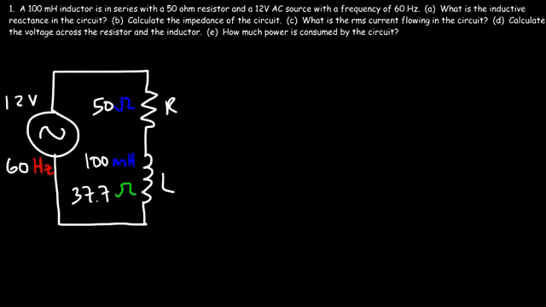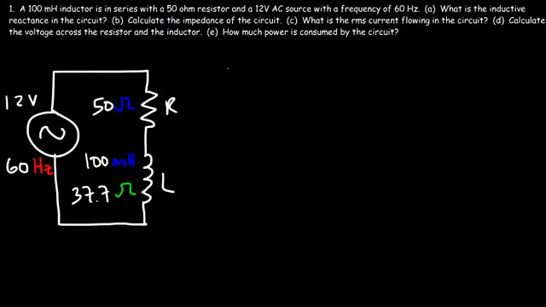Now let's move on to part B. Calculate the impedance of the circuit. So the resistance, inductive reactance, and impedance, they all share the same unit. They're all measured in ohms. So they tell us basically the opposition towards an AC signal in the circuit.